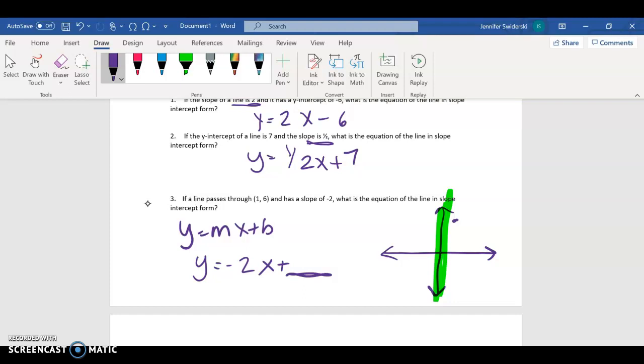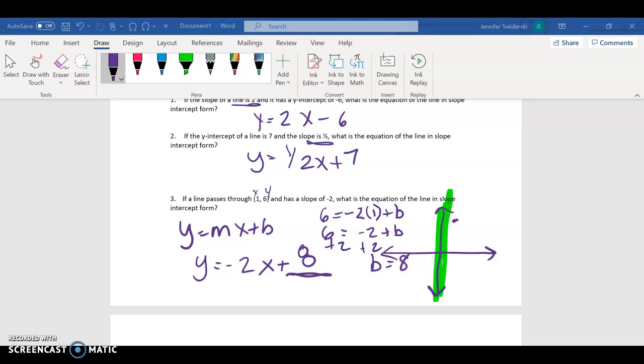So hear me out. If I have (1, 6), this is my x, this is my y. We're trying to figure out where it's crossing the y-axis. So I'm going to plug 6 in for y. So we have 6 is equal to, because I'm trying to find this b, the y-intercept, my slope of -2 times 1, because that was my x, plus b. So I get 6 equals -2 plus b. Solve for b: I'm adding 2 to both sides. So I get b equals 8. So my y-intercept must be 8.